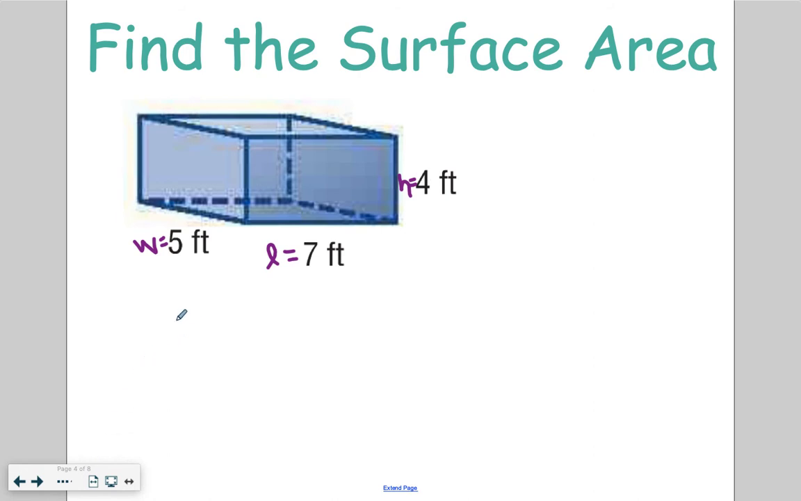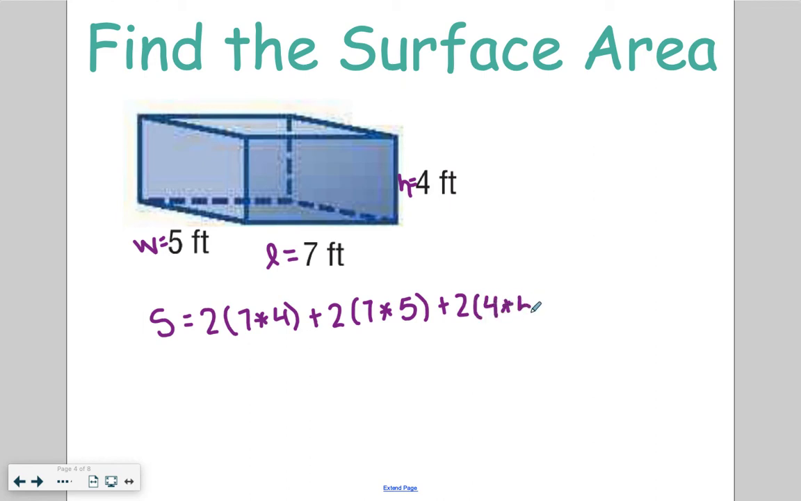In order to find our surface area, we're going to start by saying S is equal to 2 times, and then our first part is the length times the height, so 7 times 4. And then we're adding that to 2 times the length times the width, so 2 times 7 times 5. And then the final piece we need to add is the left and the right. So 2 times the height of 4 times the width of 5. Again, this takes care of the front and the back. This takes care of the top and the bottom. And this part is the left and the right.